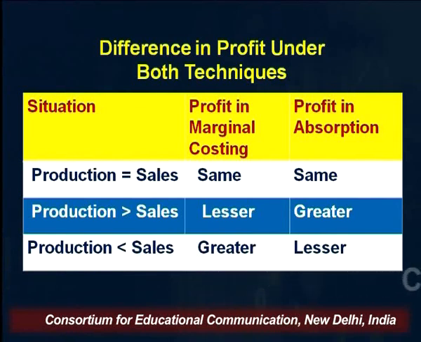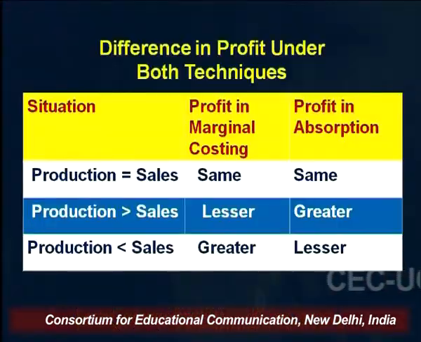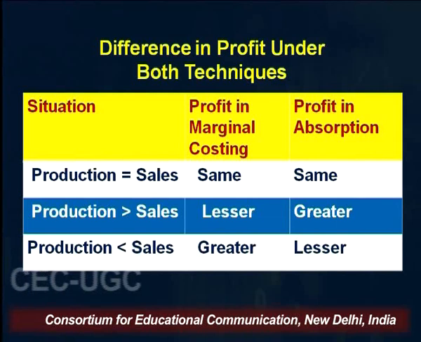So at times in the exam they ask that if your production is equal to sales, what will be the profit in marginal costing, what will be the amount of profit in absorption costing, will they differ or will they be the same? Answer is, whenever your production is equal to sales, the profit will be the same.